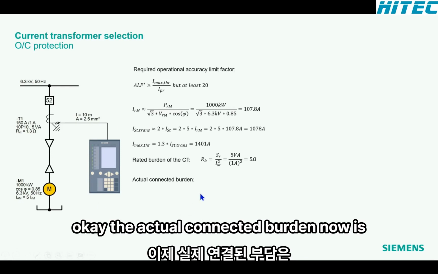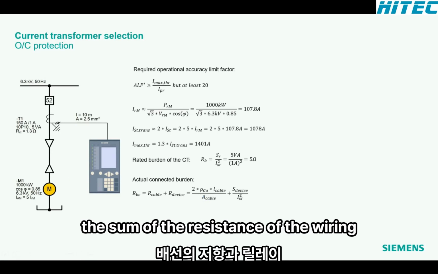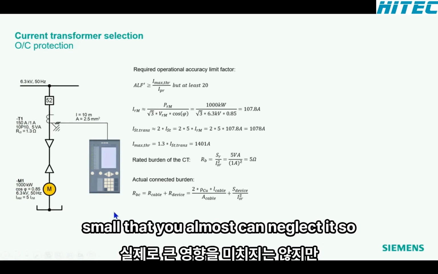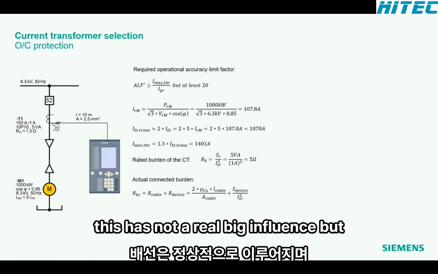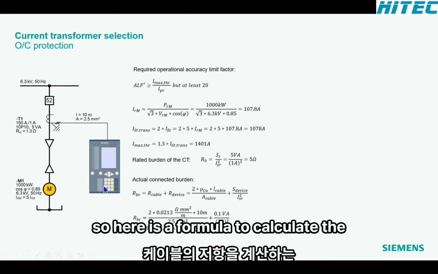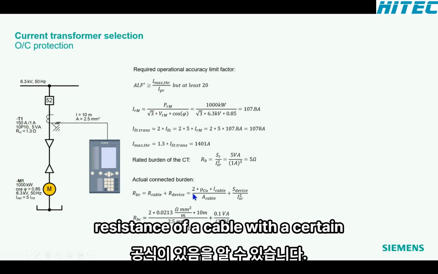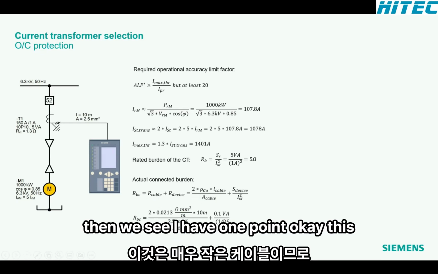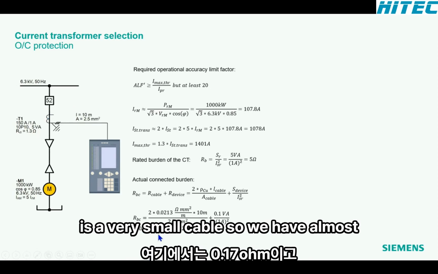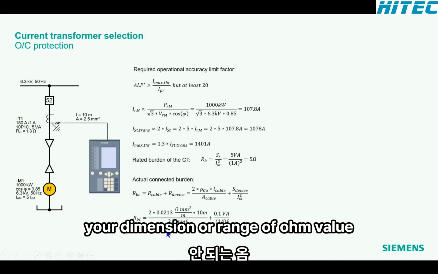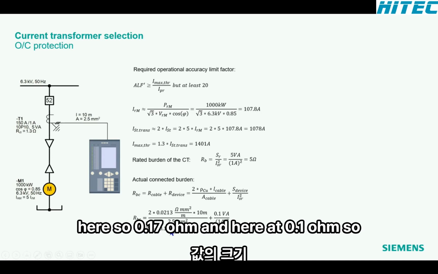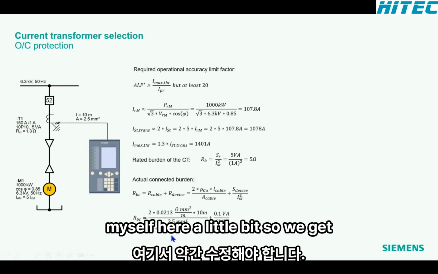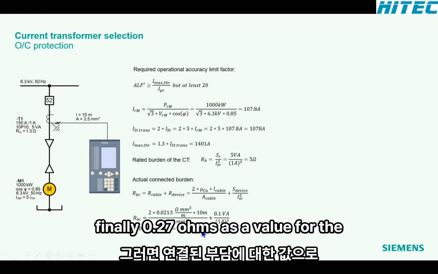Okay, the actual connected burden now is the sum of the resistance of the wiring and the burden we have inside the relay. Normally, the burden inside the relay is so small that you almost can neglect it. So this has not a real big influence, but the wiring normally does, and we see that here. Here is a formula to calculate the resistance of a cable with a certain length and a certain cross section. You can fill in the values, and then we see I have 1 point. Okay, this is a very small cable, so we have almost the same dimension or range of ohm value here. So 0.17 ohm, and here it's 0.1 ohm. So you should not neglect this, but it plays a smaller role. Maybe I must correct myself here a little bit. So we get finally 0.27 ohms as a value for the connected burden.